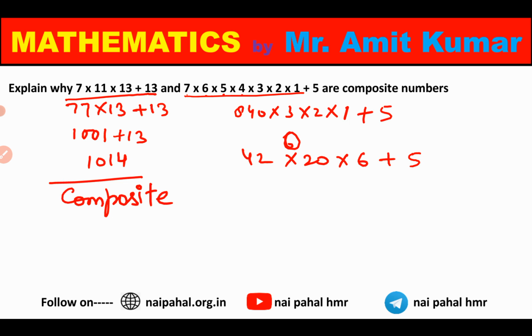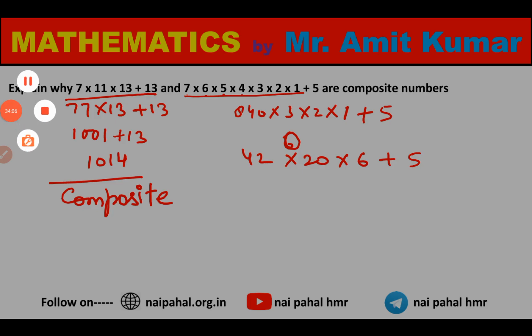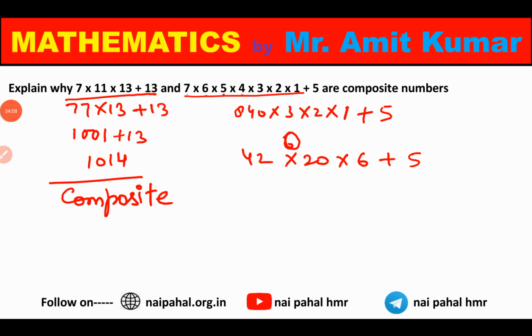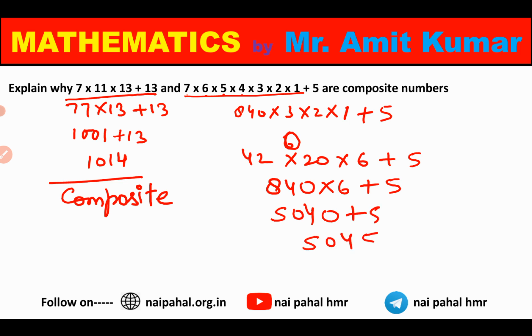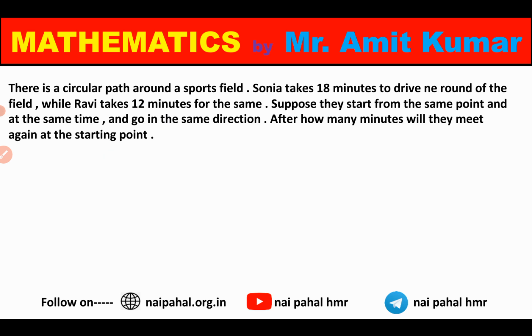Okay, 6 2s are 12, and again we have 42 2s are 84, 0 multiplied by 6 plus 5. 6 0s are 0, 6 4s are 24, 6 8s are 48 to 50, plus 5 is equal to 5045. This is also a composite number. So in that case, we move to the next.